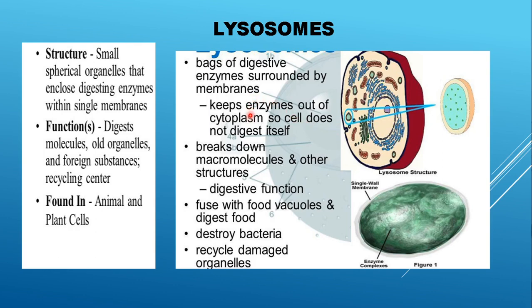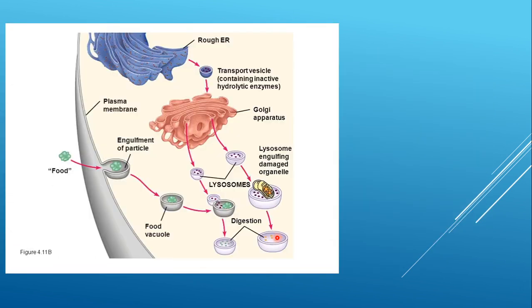So here we have the details: bags of digestive enzymes. Why are they membrane bound, as you can see here? So that the cell does not digest itself. But if for some reason the membrane breaks open, then the cell may get broken down. Lysosomes break down any unwanted particle, destroy bacteria, and recycle damaged organelles. So these are some of the functions of lysosomes.